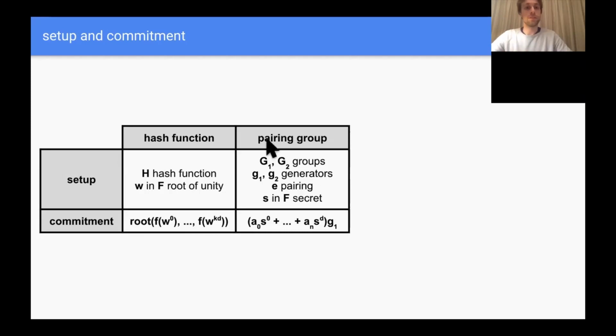Okay. The next construction is with pairings. So you have G1 and G2. You have this pairing friendly setup. You have generators, little g1, generator of big G1, little g2, generator of big G2, and you have your pairing. And what you also have is a secret field element which is encoded in this so-called powers of tau. So in our case, it would be powers of S.